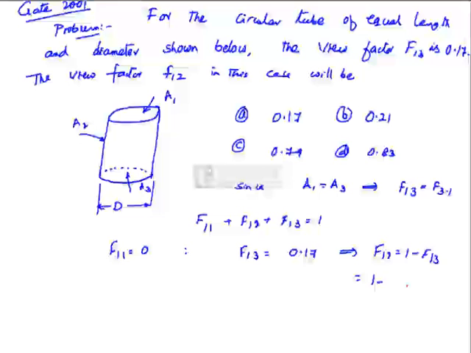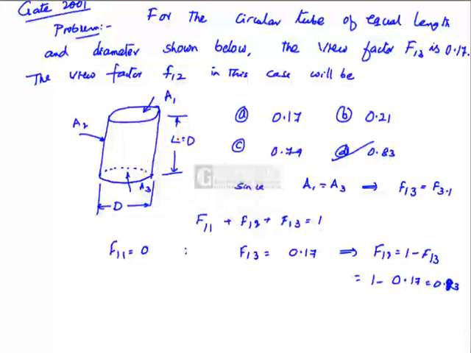That is 1 minus 0.17, that is 0.73. Answer is 0.83. I am sorry, 0.83. Answer is D. 0.83 is the answer. Here L is equal to D, that is also given.